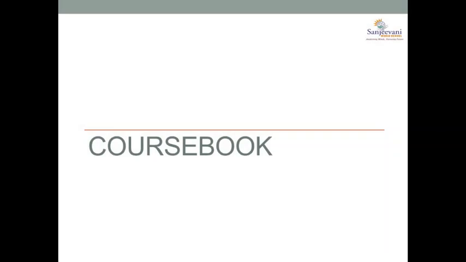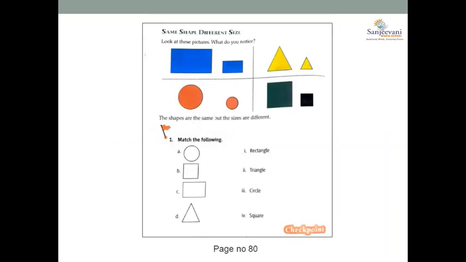Children, now we will solve the checkpoint in the course book. Okay, we will be solving the checkpoint from the course book. Now this is page number 80 in your course book. Can you see a flag on the left hand side in the middle of the page?